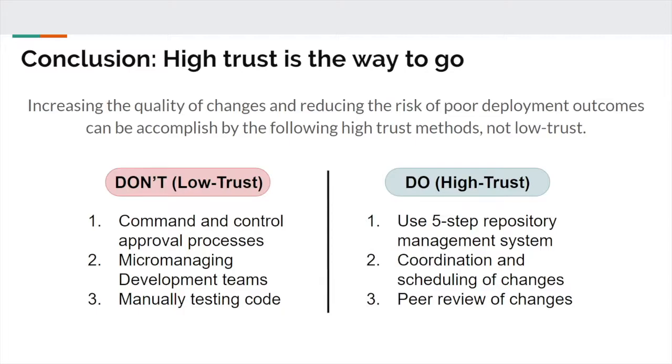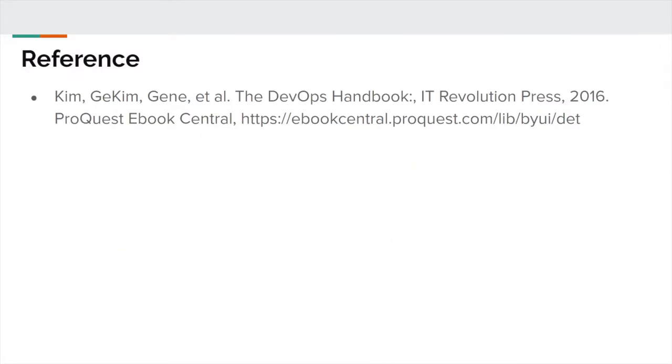In a high trust environment and culture, they use the 5-step repository management system, coordinate and schedule changes, and peer review those changes. And again, by following the high trust culture, the quality and security will be increased. And obviously the reference is our lovely book, the DevOps Handbook.